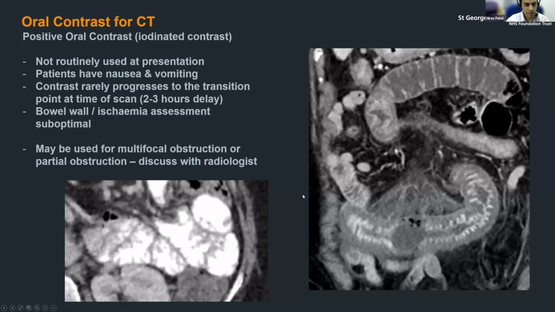The other problem is you've got a patient who is obstructed, they're vomiting, because they're obstructed, there's going to be a delay in transit of the contrast through to the point of obstruction. So really, there's no point delaying that. But there are instances where it can be helpful, particularly if you're looking at patients who may have multifocal obstruction or potentially a partial obstruction, and you want to see if the contrast progresses through. But that should be done in the context of once the patient's admitted and discussing with your local radiologist to see what the best way is to make that assessment.